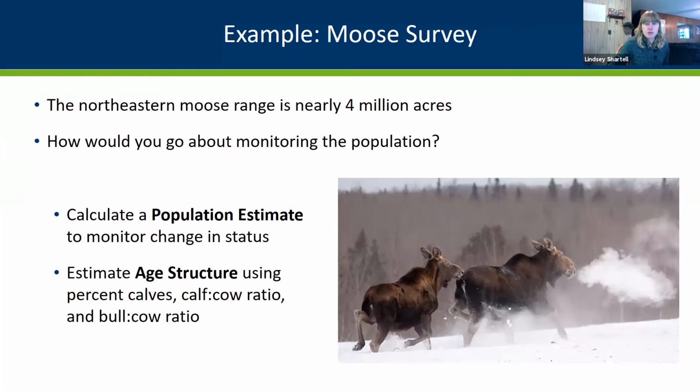So the northeastern moose range is nearly 4 million acres. How would you go about monitoring or estimating the population? What the Minnesota DNR does is calculate a population estimate to monitor change in the status and also estimate age structure using percent calves, calf to cow ratio, and bull to cow ratio to identify any potential issues with reproduction.